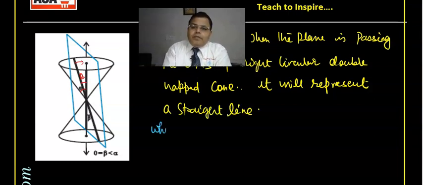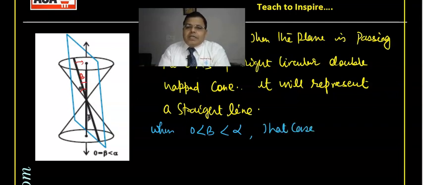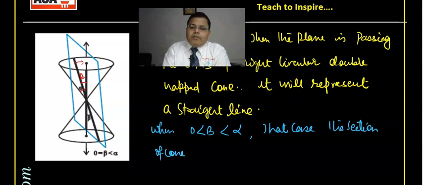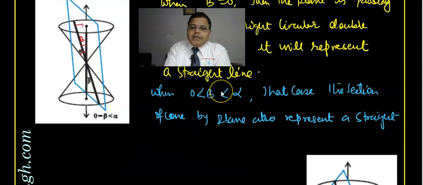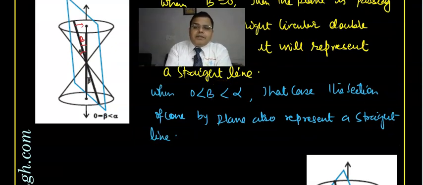When beta is greater than 0 but less than alpha, in that case, the section of the cone by the plane also represents a straight line. A straight line, right? Also represents a straight line. I hope you got it.